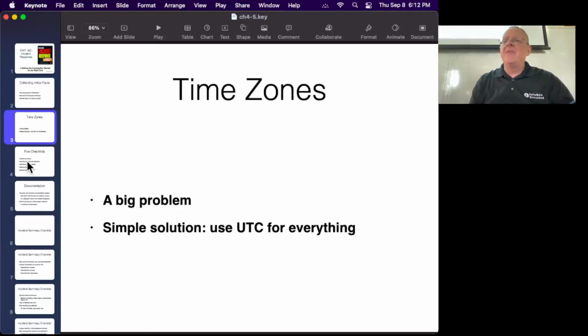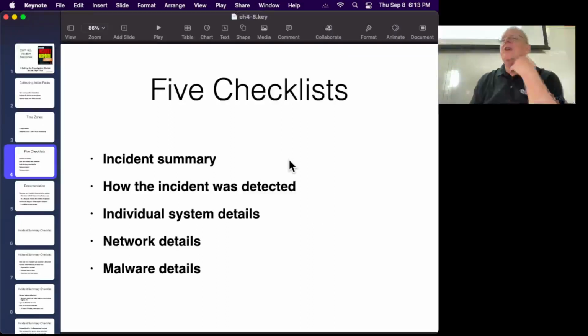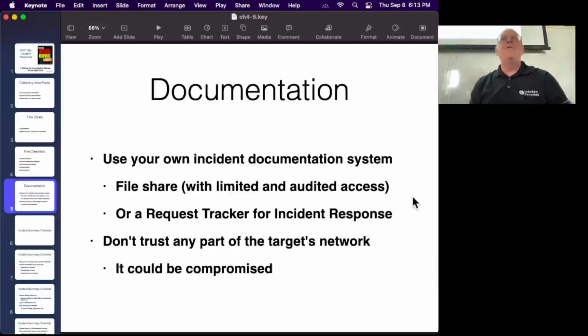All right, so here are some checklists: the summary of the incident, how it was detected, the systems, the network, and the malware. And we'll go through these. So you document this, you're going to have some kind of internal records kept of these incidents. You know, Microsoft has these knowledge base articles in long numbers. You have to have some way to store it somewhere where it can be searched and accessed, typically a file share or a wiki. But you shouldn't trust any part of the target's network. This should be off of the network that has been attacked, of course, because it could be compromised and you don't want the attacker seeing your investigation.